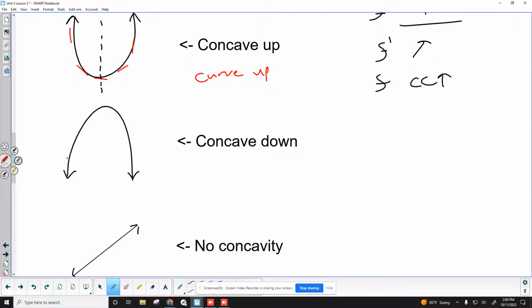Here, my slopes are decreasing from bigger positives to 0 to negatives to greater negatives. We could split this in half into 2 pieces of graph, where we're increasing curving downward and then decreasing curving downward. We'll call this concave down. We say we are curving downward. And the key to this is that our slopes are decreasing in value.